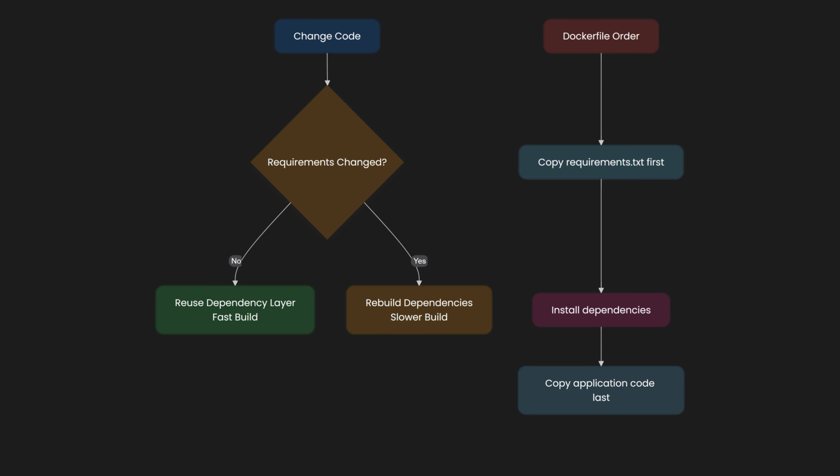Layer caching is powerful. Docker caches each layer created during the build process. If a layer hasn't changed, Docker reuses it in subsequent builds, speeding up the process. To maximize caching efficiency, ordering your Dockerfile instructions wisely is very important. Follow a simple rule: stable layers, like installing dependencies, should come before frequently changing layers, like application code. This way, if you change your app code, Docker can skip reinstalling dependencies, making builds much faster.